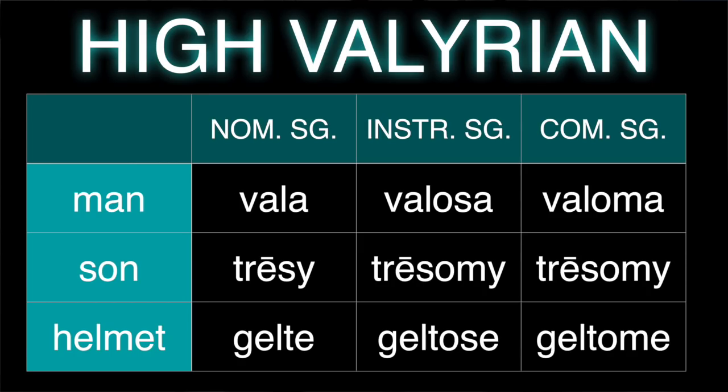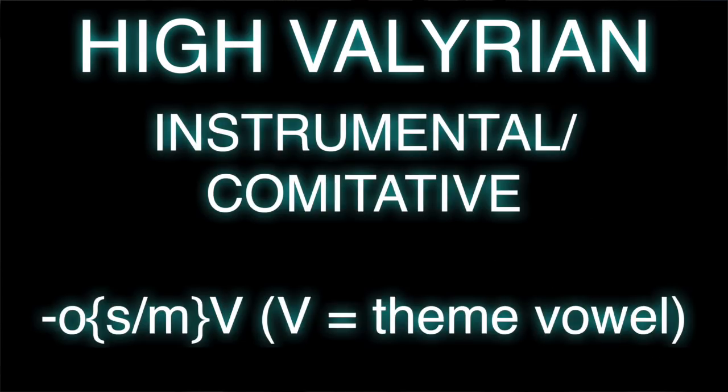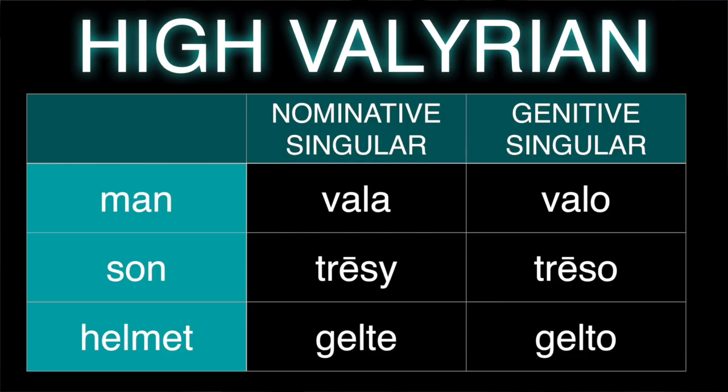The first thing that you'll probably notice is the phonology of them. So the phonology is the same. It's O plus either this S or M, and then the theme vowel. So that kind of gives you an idea about how this thing came to be. The O, incidentally, comes from the genitive. That's basically how these cases were constructed.